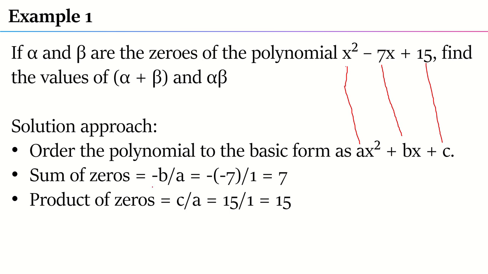Sum of the zeros is minus b by a. The value of b is minus 7. So minus of minus 7 divided by 1 is equal to 7. And similarly, the product of zeros is c by a. C is 15, a is 1. So c by a is 15 by 1, which is equal to 15. So this closes our problem.